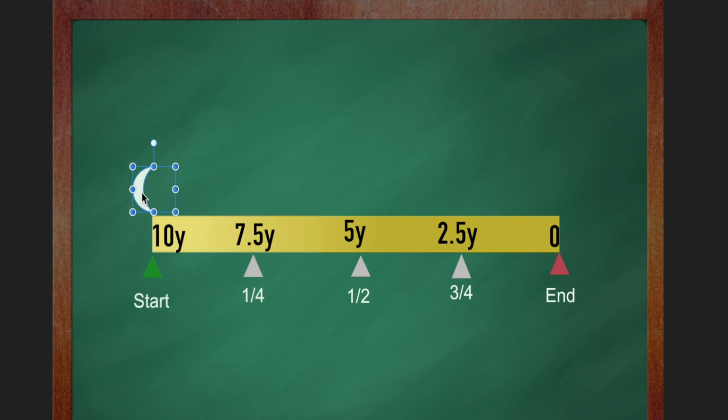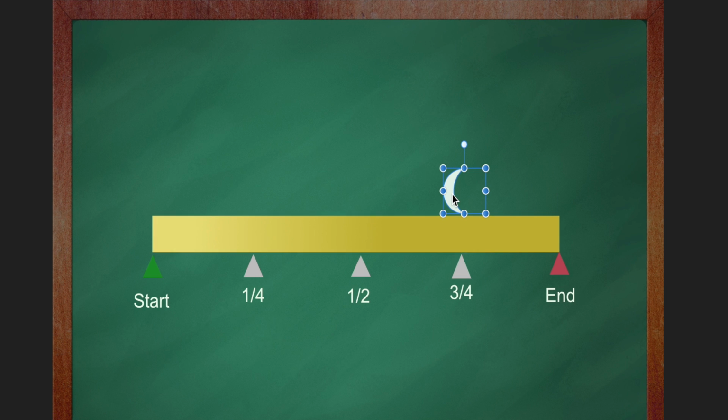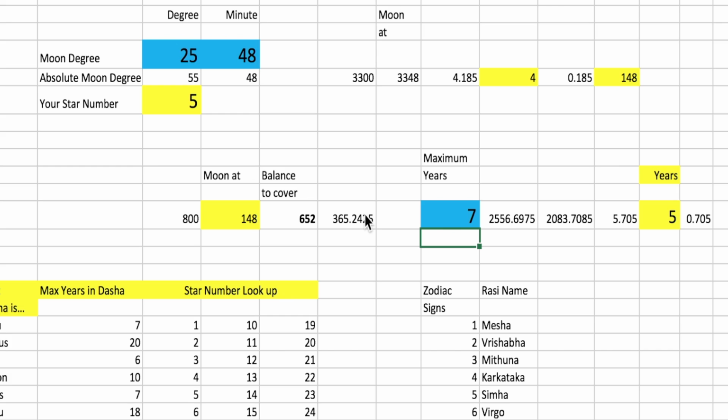If at the beginning of a nakshatra the moon is exactly at the starting point, you will have a full Dasha balance at birth. Halfway through, you will have only 50%. Here 1/4 is over, and here 3/4 is over, and you got just 1/4 of the Dasha in balance. Now let's start with the Excel sheet.